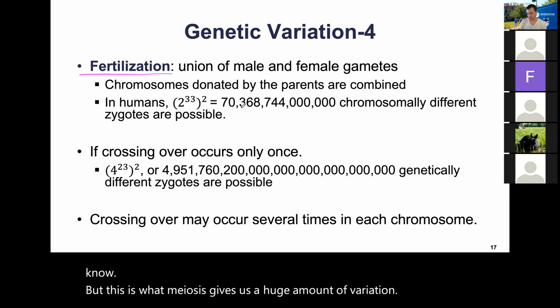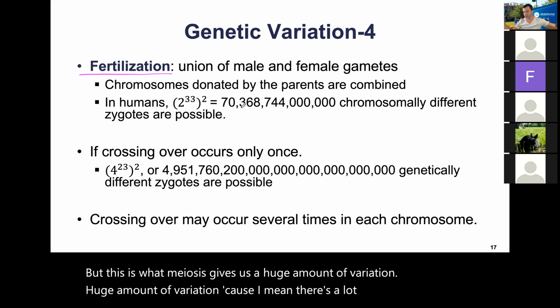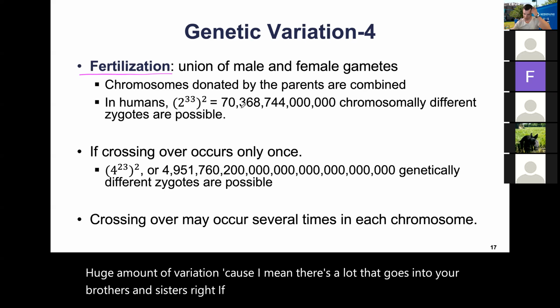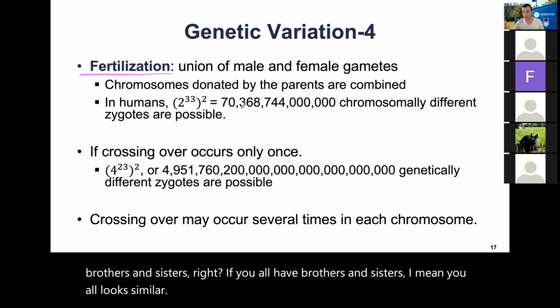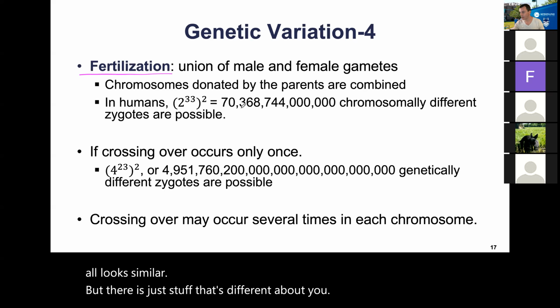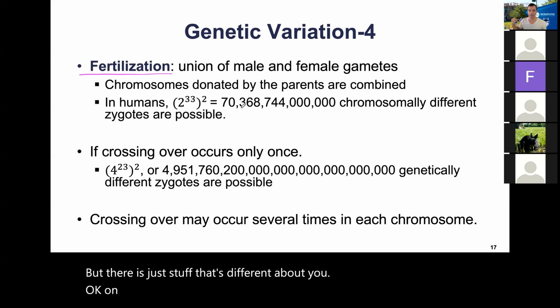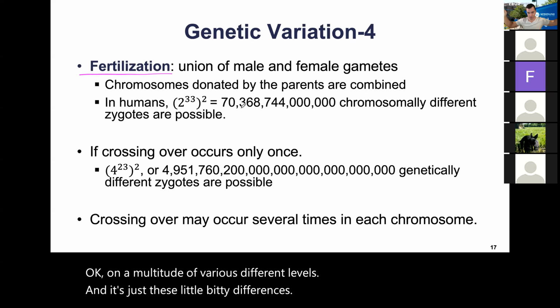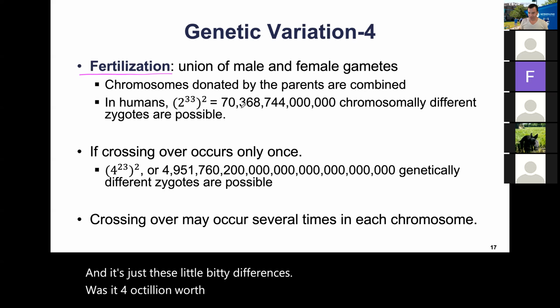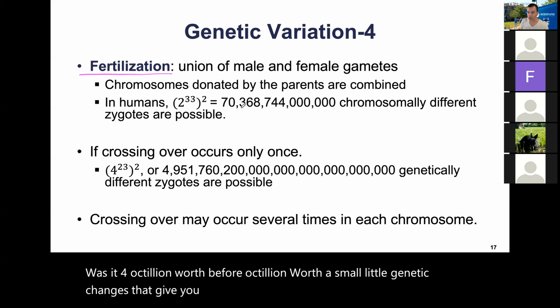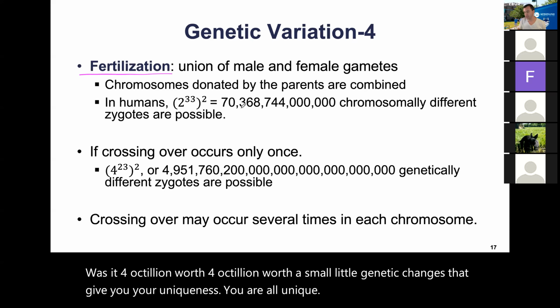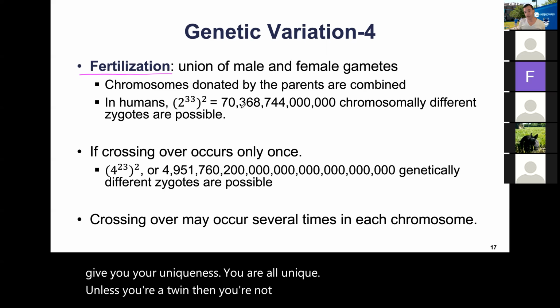Huge amount of variation. Because there's a lot that goes into your brothers and sisters, right? If you all have brothers and sisters, you all look similar, but there's just stuff that's different about you, on a multitude of various different levels. And it's just these little bitty differences. What's that? 4 octillion worth. 4 octillion worth of small little genetic changes that give you your uniqueness. You are all unique. Unless you're a twin, then you're not unique because there's somebody exactly like you in the world.